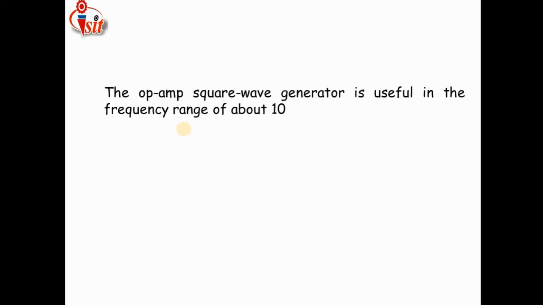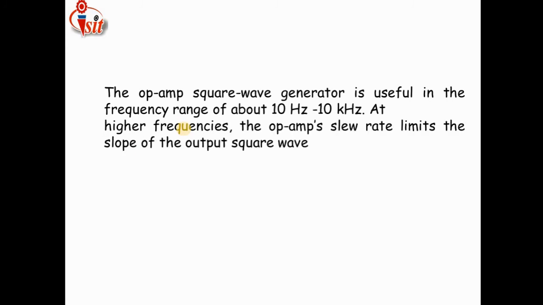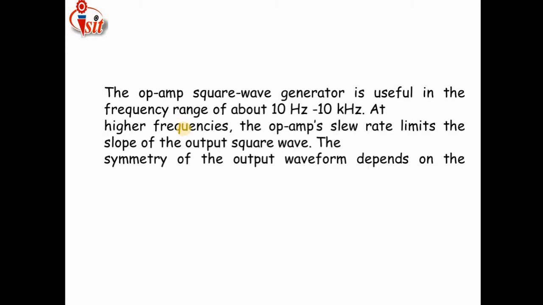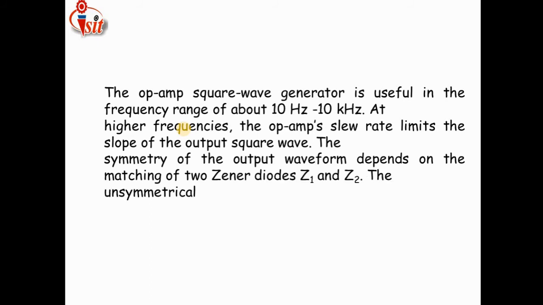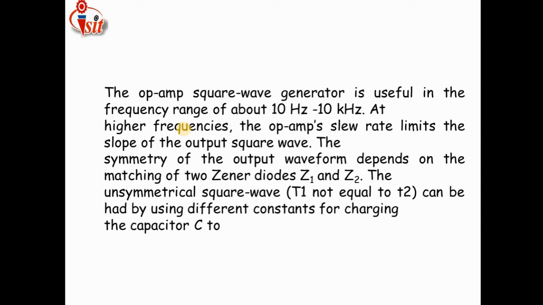The op-amp square wave generator is useful in the frequency range of about 10 Hz to 10 kHz. At higher frequencies, the op-amp slew rate limits the slope of the output square wave. That means the op-amp square wave generator is used only for the frequency range of 10 Hz to 10 kHz. The symmetry of the output waveform depends upon the matching of the two Zener diodes. I have just shown you the Zener diode connection, Z1 and Z2, in the above circuit.